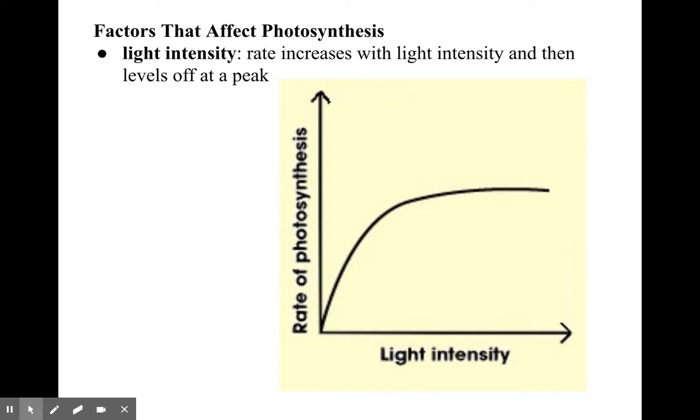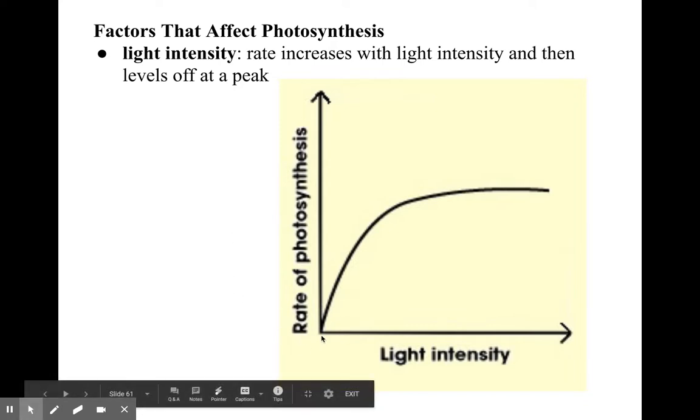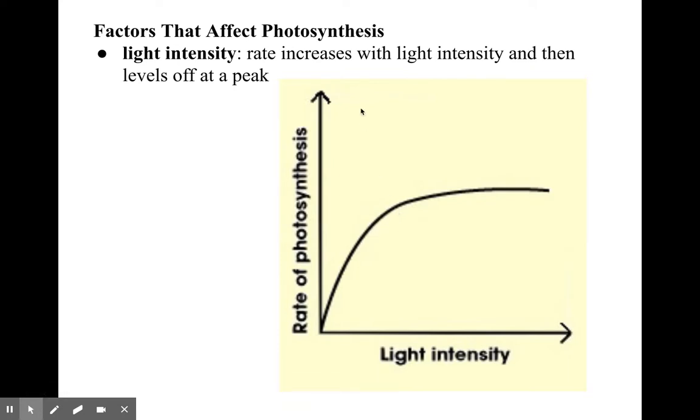So first one, probably pretty obvious, light intensity. The more intensive the light, especially when we talk about red and blue light, the more the rate of photosynthesis will increase. In the dark, not really doing photosynthesis, maybe the Calvin cycle, but not the light reactions. So as the light intensity increases, the light reaction speed increases, the rate increases. Now notice it does not increase forever.